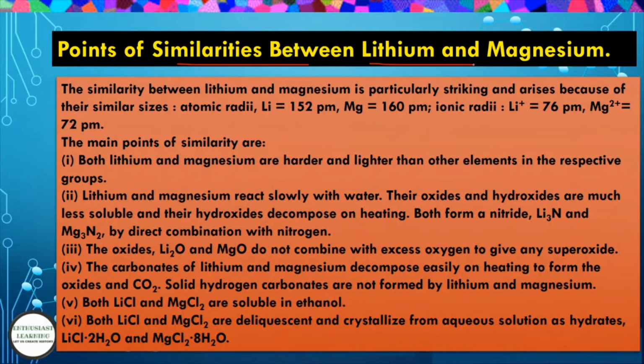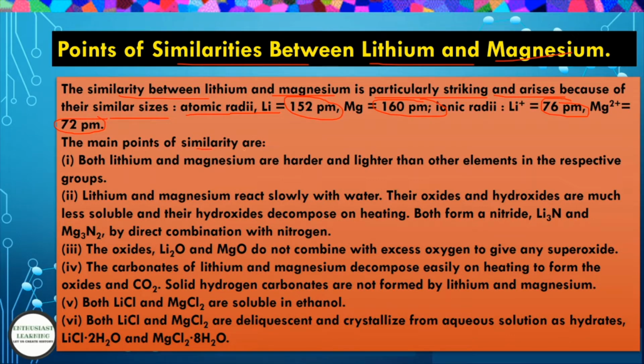Points of similarities between lithium and magnesium. The similarity between lithium and magnesium is particularly striking and arises because of their similar sizes. Atomic radius of lithium is 152 picometers and magnesium is 160 picometers. Ionic radius of lithium is 76 picometers and magnesium is 72 picometers.